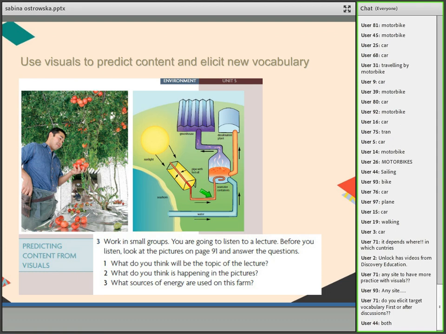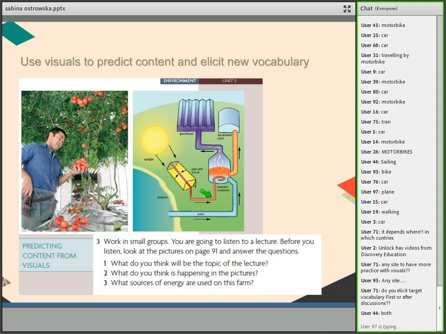Do I elicit target vocabulary first or after the discussion? I think it would depend on the level. In A1 or A2 level, you may want to use the visuals and elicit some vocabulary before, to facilitate discussion. But if it's a B1 level, I would allow students to start the discussions in little groups, and I would monitor, walk around, and just take notes, and then write them in the follow-up. We would write down all the good words that we've heard. So I think it depends on the task and on the level of the students.